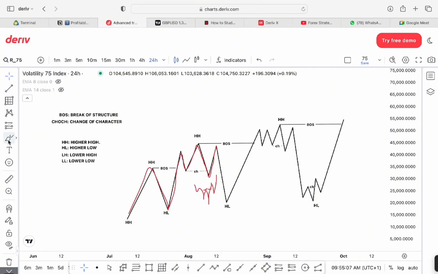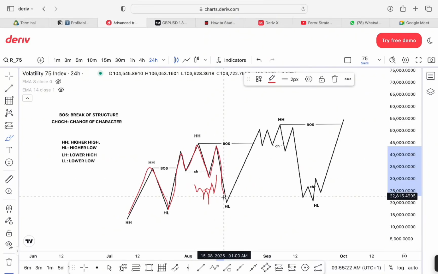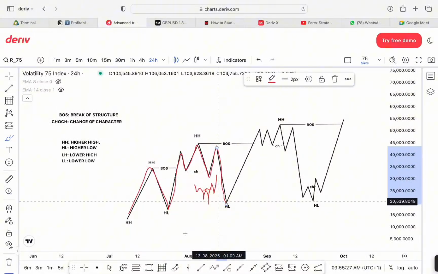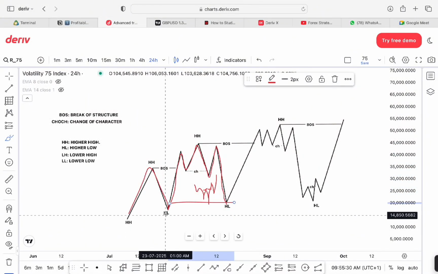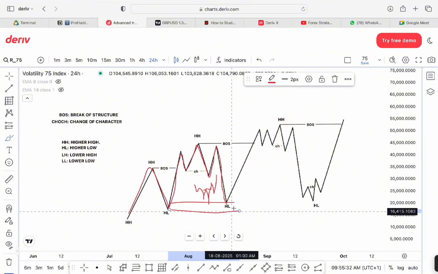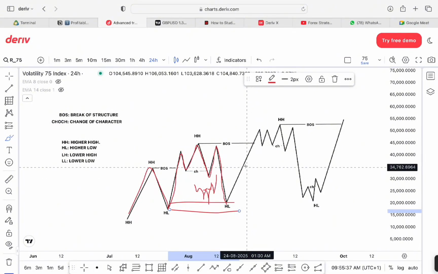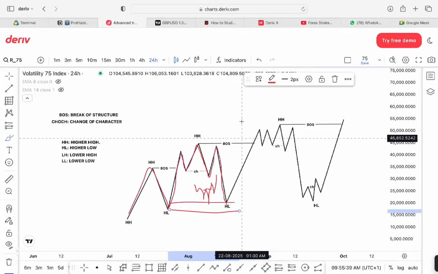Okay, let's continue. So we had this obvious change of character, but like I said, before it even comes to take it, you would have noticed it from here, and you would have sold down to this place. Okay, so we have this, right? Price has pulled back into this demand. We are not looking at demand, so I'll just go back to our main focus.